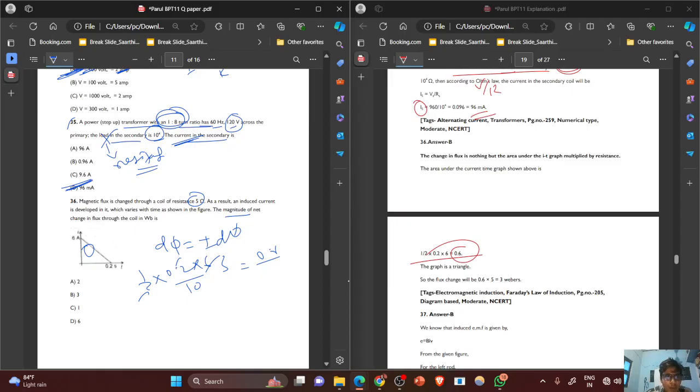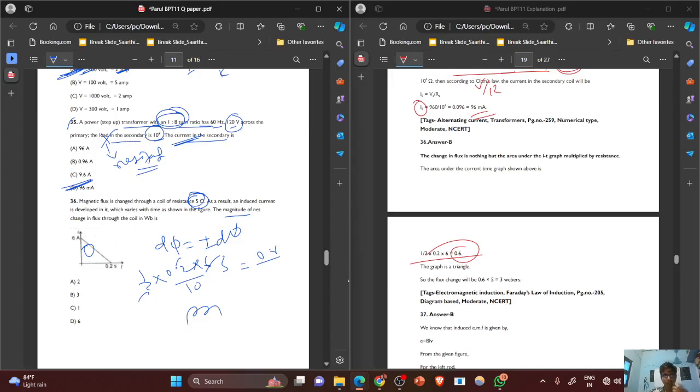The magnitude of net change in flux through the coil. It is asking about the net flux change. Wait for a second. Magnetic flux is changed through a coil of resistance 5 ohm. There is a coil through which magnetic flux is changed, whose time graph is given. So we know change in flux.